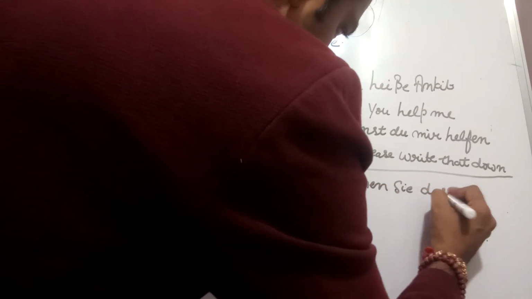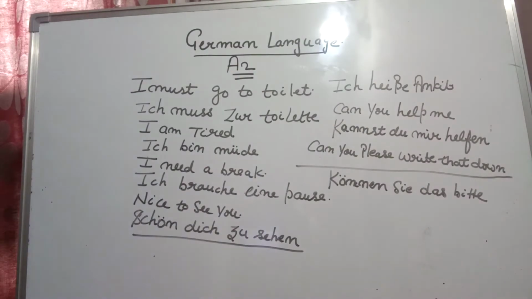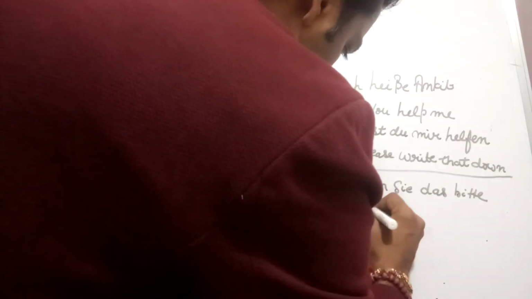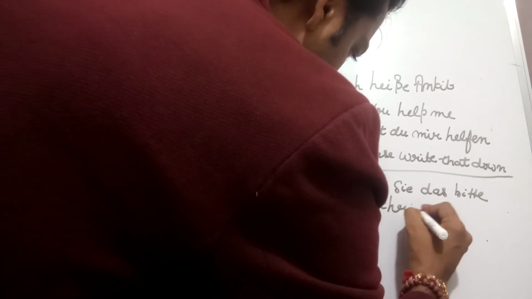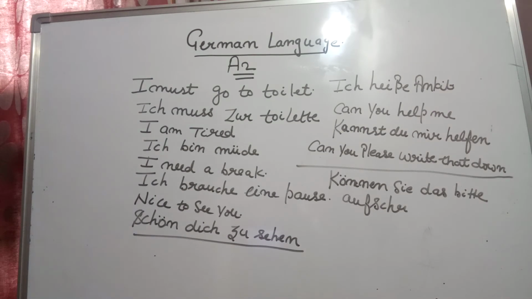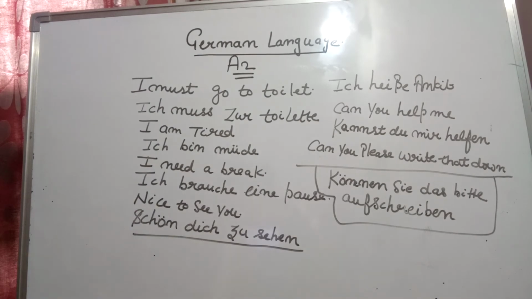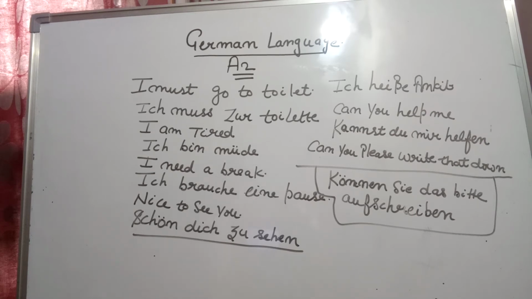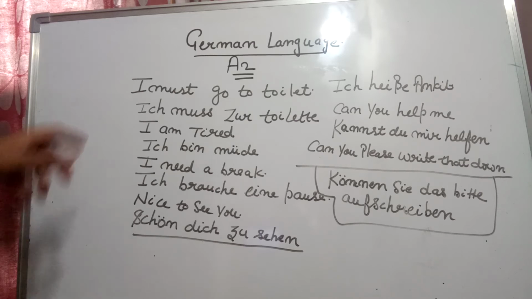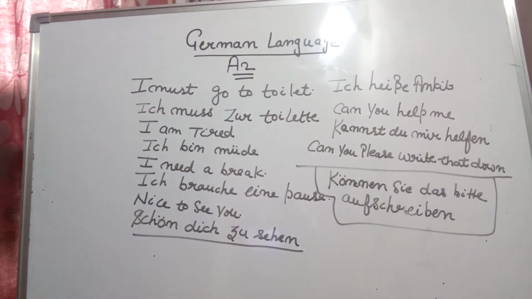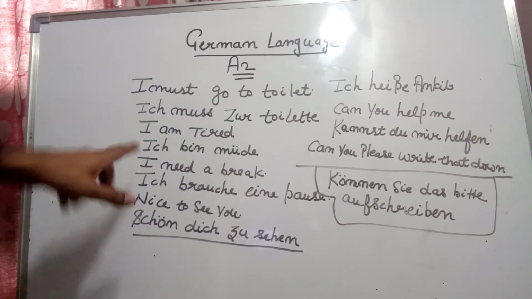Okay. Can you please write that down? We use the phrase a lot of times. So what you will say? Können Sie das bitte aufschreiben? Sie das bitte is please. Können Sie das bitte aufschreiben? Speak up, aufschreiben. This is my verb. Aufschreiben.